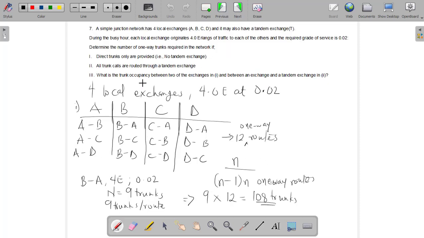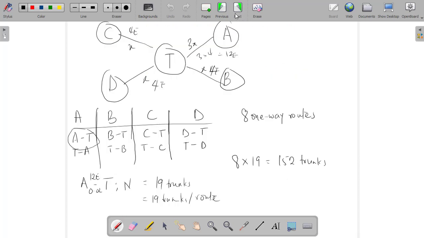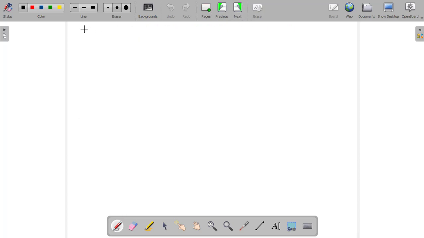And the final question is asking us to find the trunk occupancy between two of the exchanges in the case where we have no tandem exchange, and then in another case where we have a tandem exchange. Particularly, you're supposed to find the trunk occupancy between an exchange and the tandem exchange. And so in the case of the network that has no tandem exchange, our trunk occupancy, which is given by rho, as always, is the formula 1 minus the grade of service divided by the number of trunks.